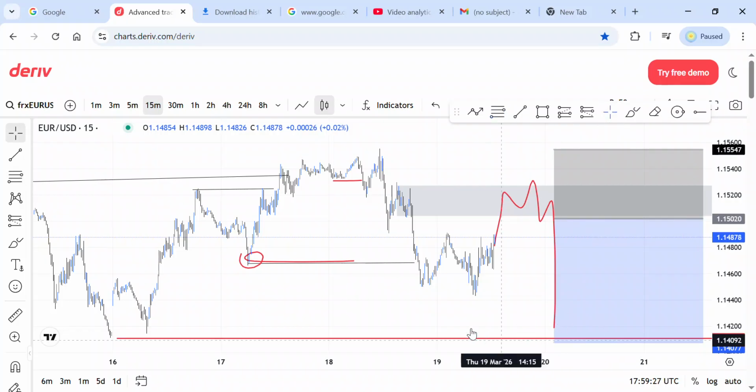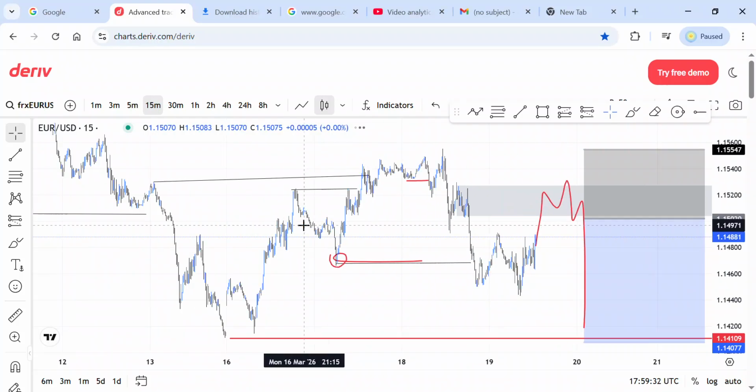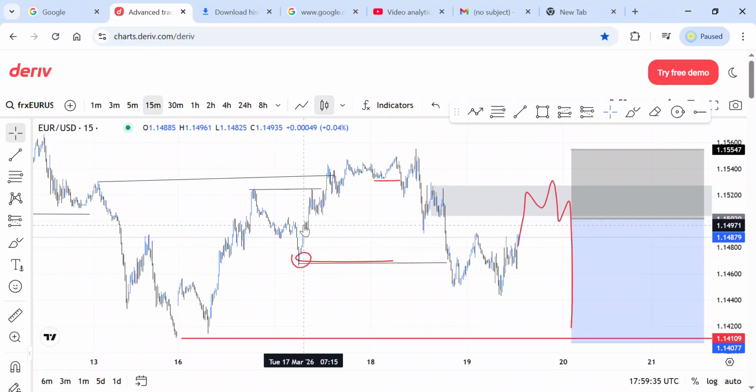Maybe we can still check one or two, but I think this is fine. You can actually backtest this on your own chart too.